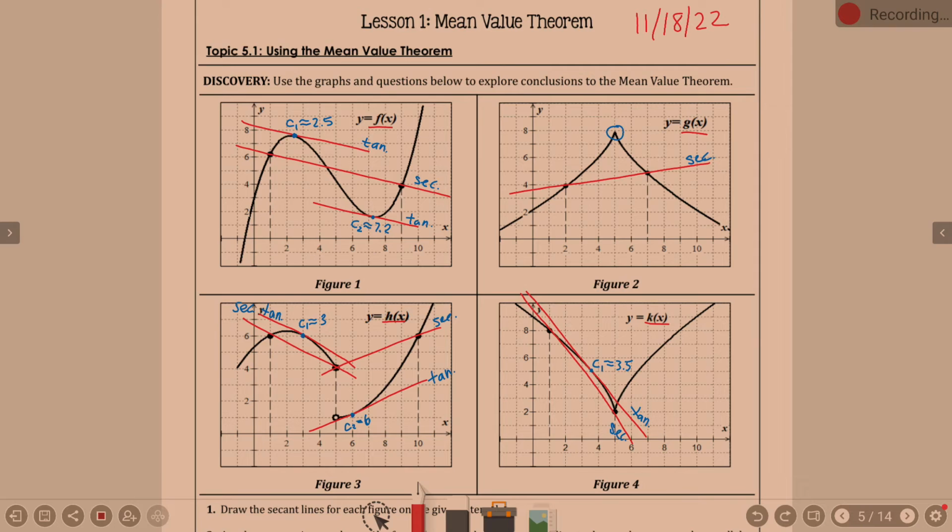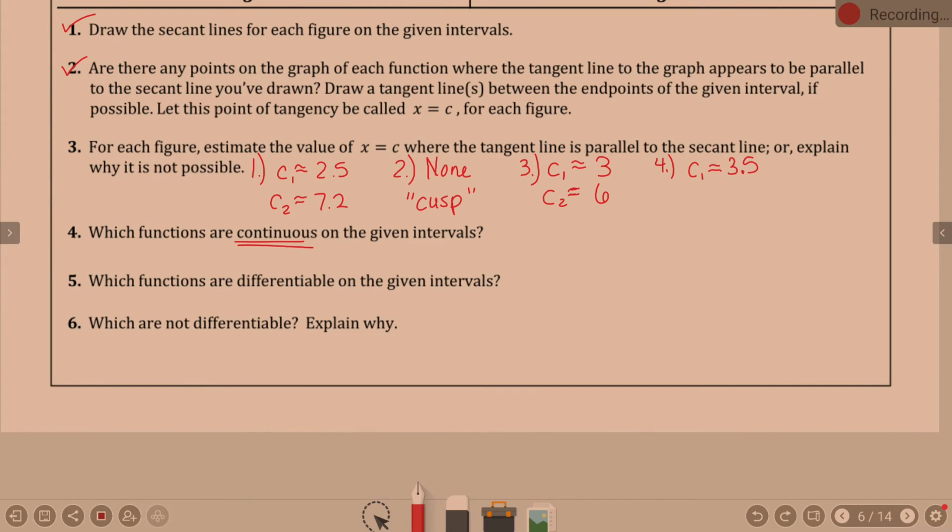F of x continues from 1 to 9. G is continuous, yes, 2 to 7. Can I draw that without picking my pencil up? That's kind of what I think of with continuous. What else? K of x. Again, I can draw that without picking up my pencil. No to h of x. Okay. So which ones do we have? F, G, and K. So f of x, g of x, and k of x. Question 5. Which of the graphs are differentiable?